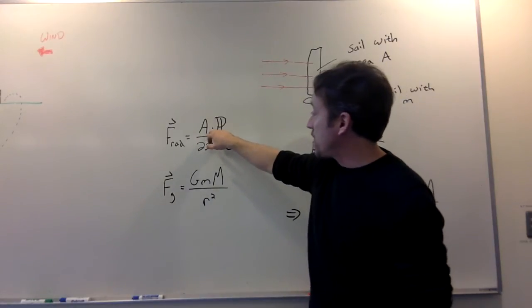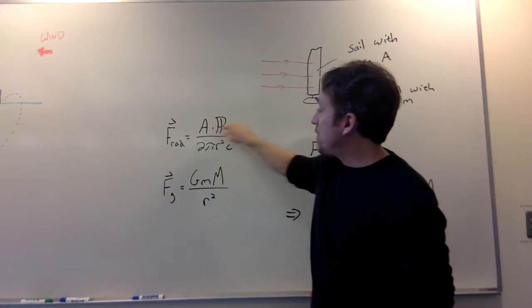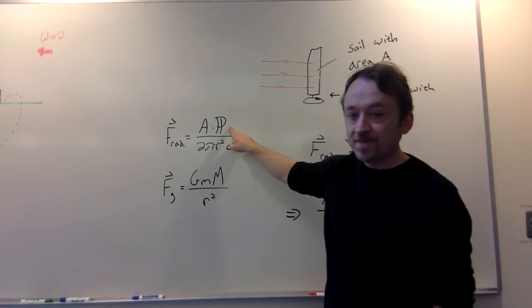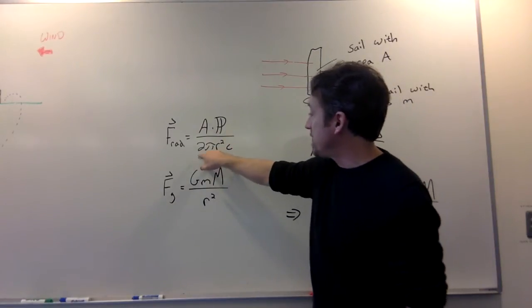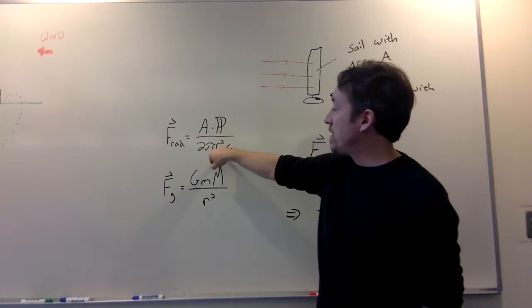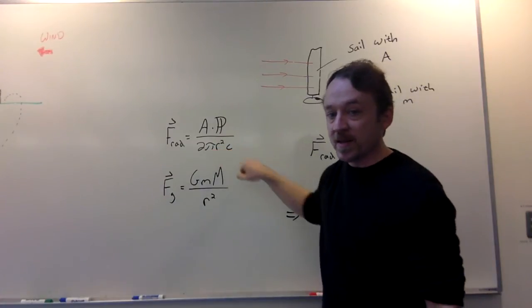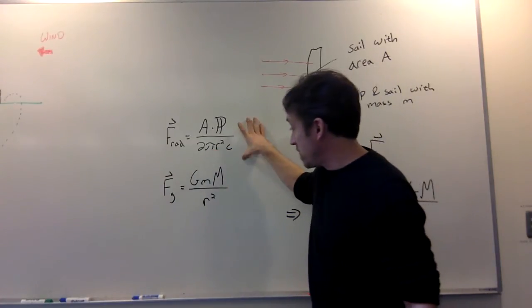So this is the cross-sectional area that's being hit by the radiation. This is the power output from the sun, and then this is the distance from the sun, r, and c is the speed of light. I'm not going to get into the derivation of this. I'm just going to talk about this.